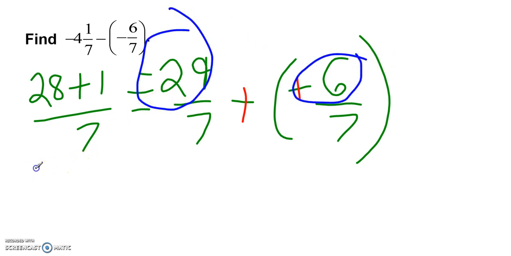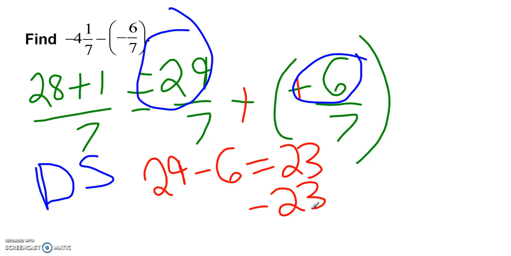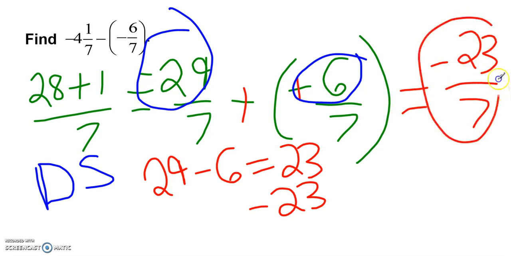And that's where we come in with our different sign rules. So we're going to subtract, and we get 29 minus 6, and that gives us 23. And we take the sign of the larger, which is the negative 29. So that's going to be negative 23, and so over here this equals negative 23 over 7. Voila.